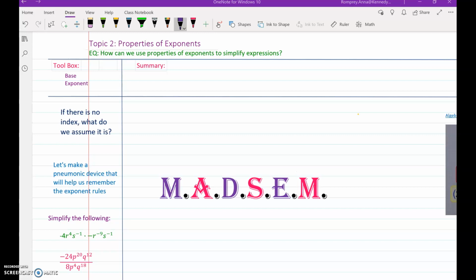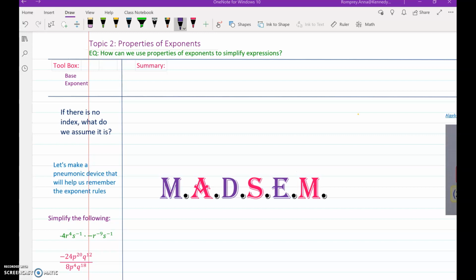So let's start off with a couple basic examples. That's why I left this blank up here. A couple years ago, I had a student, and her mom, they made up this mnemonic device to help her remember the exponent rules, and I really liked it, and I thought it was very helpful. So let's go ahead and start from the beginning.